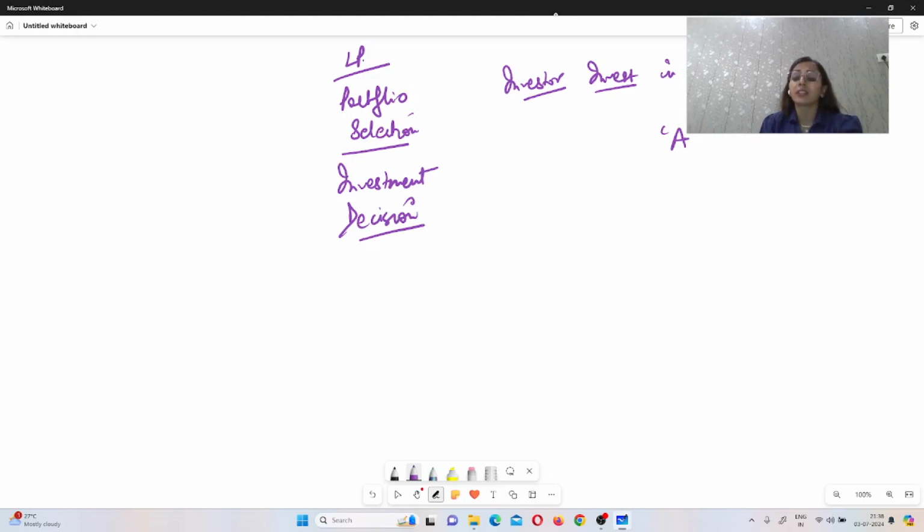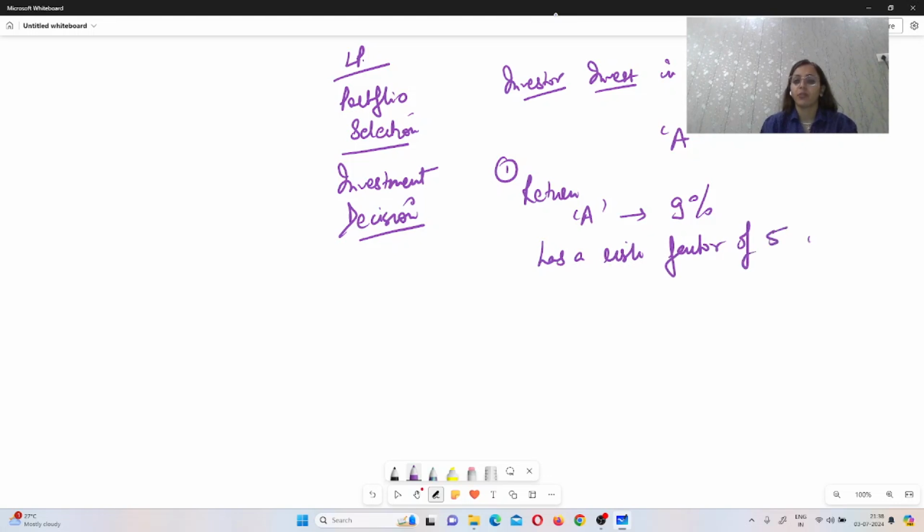The risk and the return are given. In the first point, what is the return that we are expecting? Security A is expecting a return of 9% and has a risk factor of 5 on a scale of 0 to 10. This is the information provided to you.